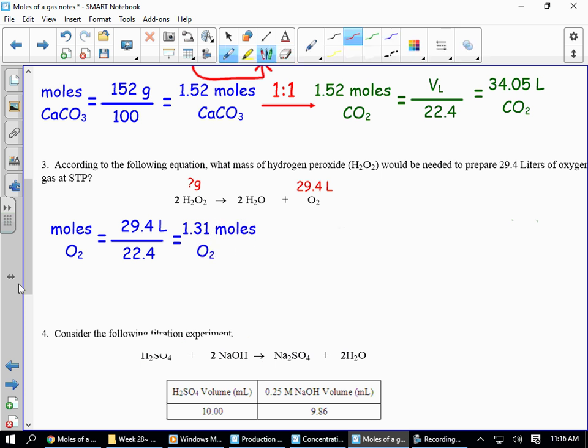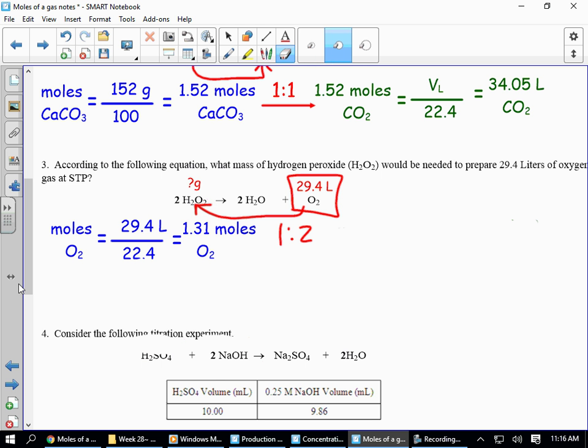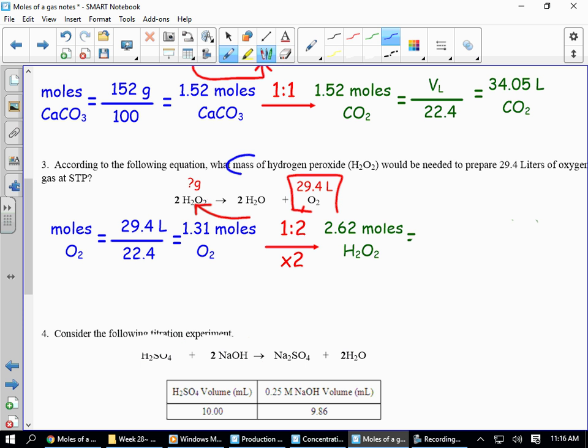Now, tricky ratio here. I have this, which is a coefficient of 1, and I'm trying to find hydrogen peroxide, which is a coefficient of 2. So I actually have a 1-to-2 ratio, so I'm going to double my moles. Now that's how many moles of H2O2. What did it want to know? It wanted to know the mass.